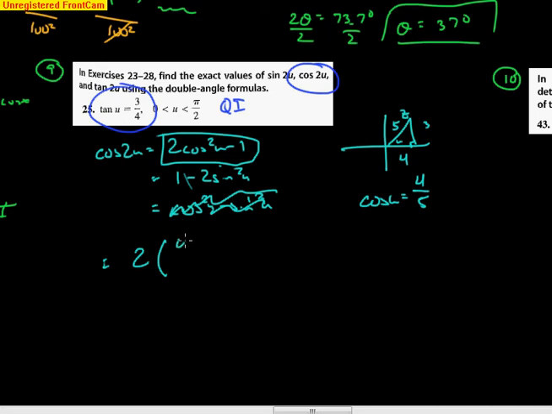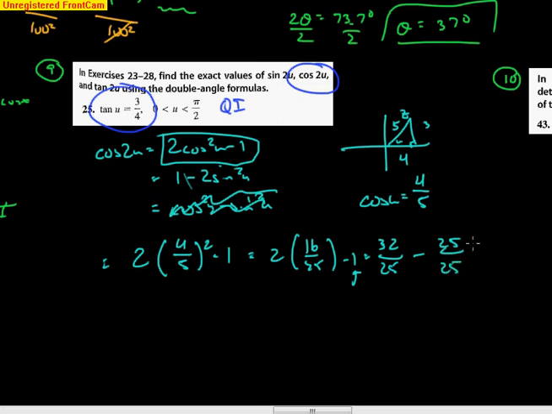2 times 4/5 squared minus 1. That is 2 times 16 over 25 minus 1. That is 32 over 25 minus, and now make this one anything over itself, 25 over 25. 32 minus 25, that's a 25, not a 35, sorry. So that's a 25 over 25. So 32 minus 25 is 7 over 25. And there's your cosine of 2 theta value, or 2u value.